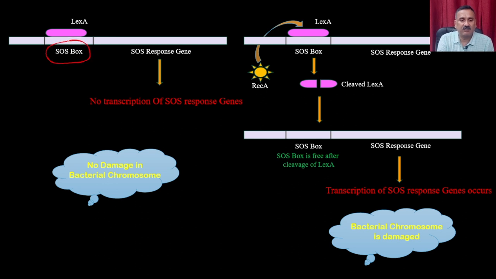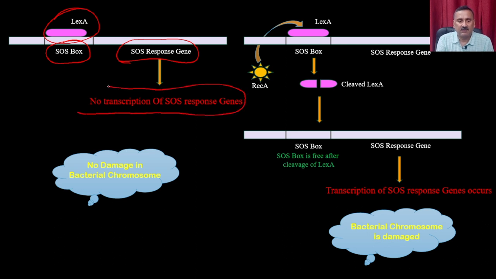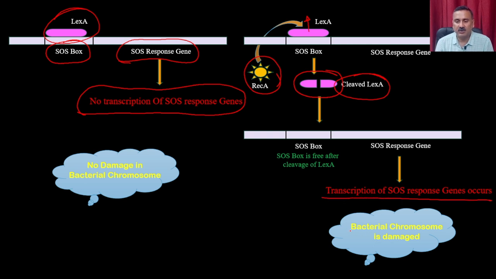So, you are going to have the SOS box where LexA is going to bind, and that is how it blocks the SOS response gene transcription. There will be no transcription of the SOS response genes when there is no damage to the chromosomal DNA. But if there is damage to the chromosomal DNA, then there is recruitment of RecA, and that is how it causes the cleavage of LexA. Once LexA is cleaved, the inhibition or attenuation is removed, the SOS box is free, and that is how it causes the production of the SOS response genes, which brings about the repair of the bacterial chromosome damage.